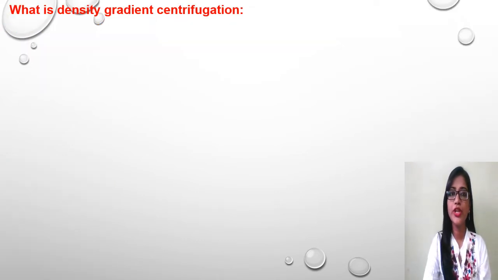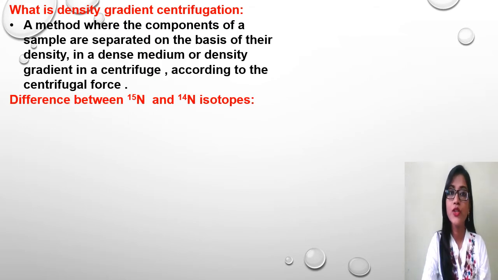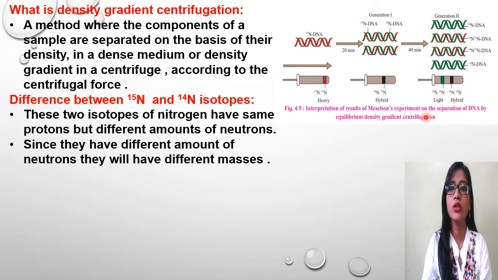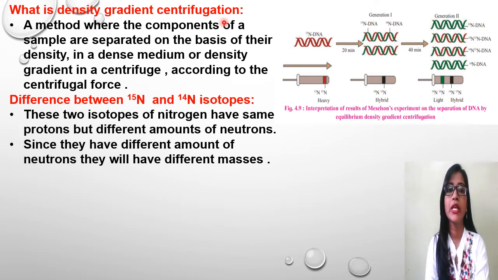In this slide we are going to discuss what density gradient centrifugation is, what isotopes are, and the difference between them. You can observe in this diagram the interpretation of results of the Meselson and Stahl experiment on the separation of DNA by equilibrium density gradient centrifugation. Meselson and Stahl used this density gradient centrifugation method. Their experiment supported the Watson and Crick hypothesis that DNA replication was semi-conservative.